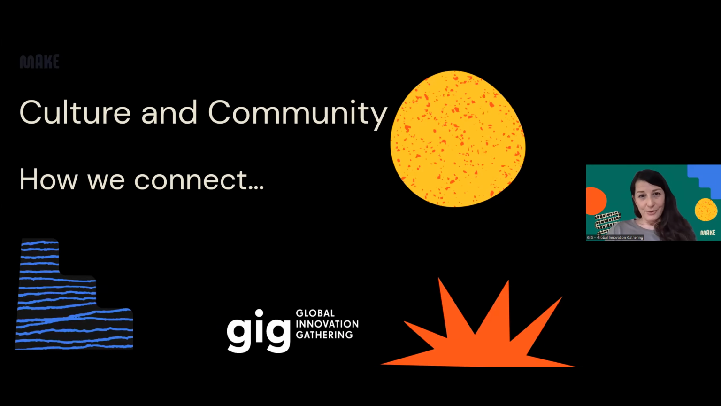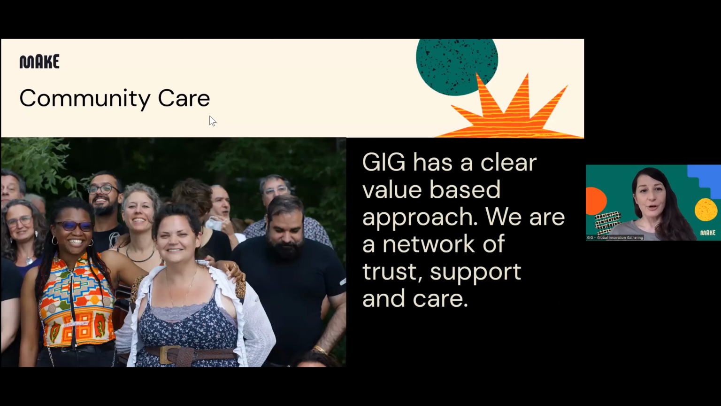And lastly, I want to talk a little bit about the culture and community that we have and foster at GIG, and really how we do the connecting with our members and between each other. So community care is something that we really emphasize within the GIG network. We have a very clear value-based approach. It doesn't really take much to become a member, apart from signing up to our value sets, committing to those, and agreeing to be an active member of the network and really sharing back with the community.